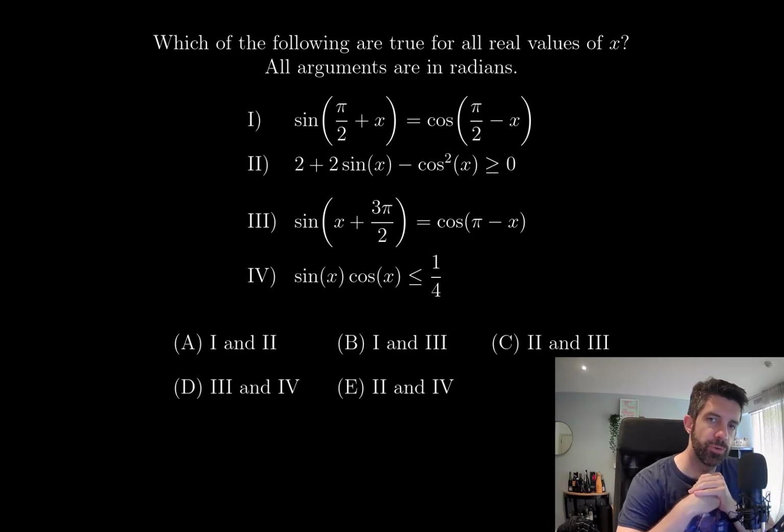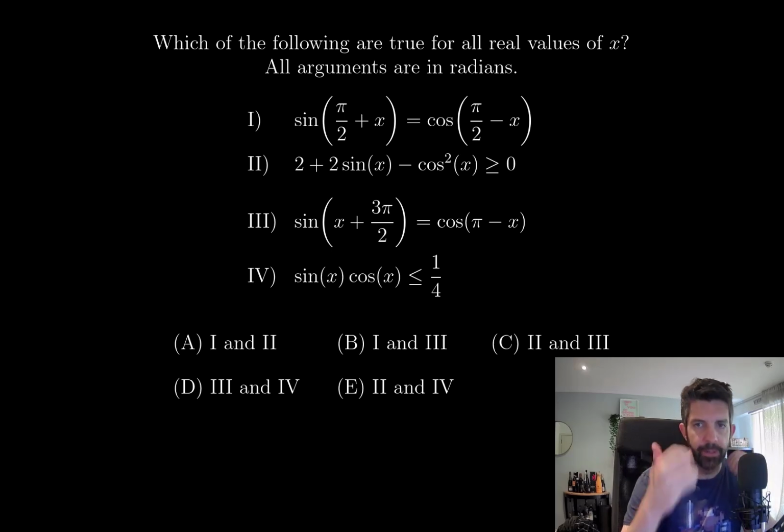Which of the following are true for all real values of x? All arguments are in radians. Sine of pi over 2 plus x is equal to cos of pi over 2 minus x. Okay, so we have a bunch of trig identities here, and we want to verify which are always true. Are there any that I can rule out very quickly?